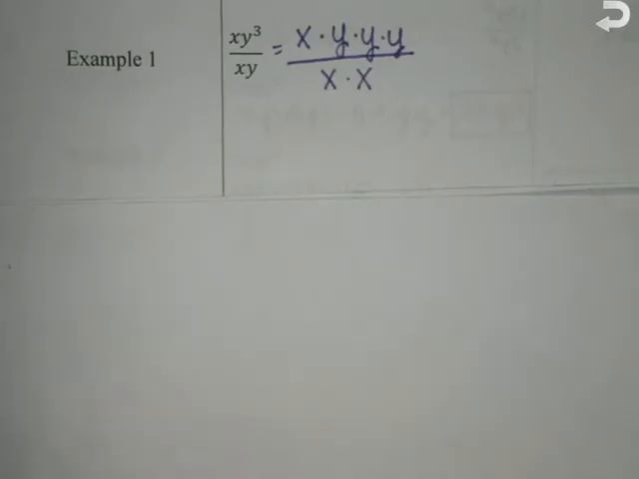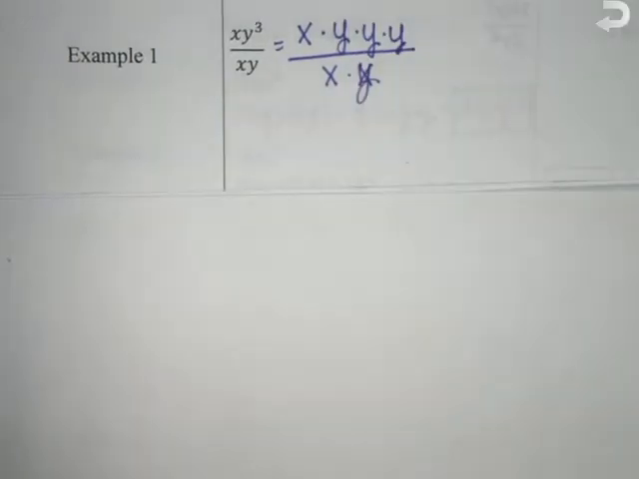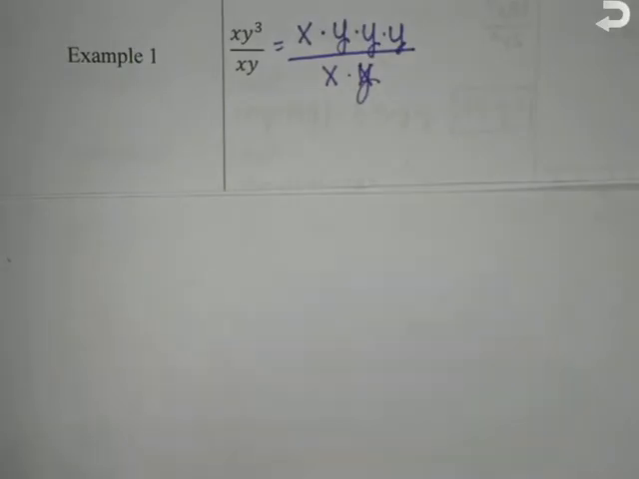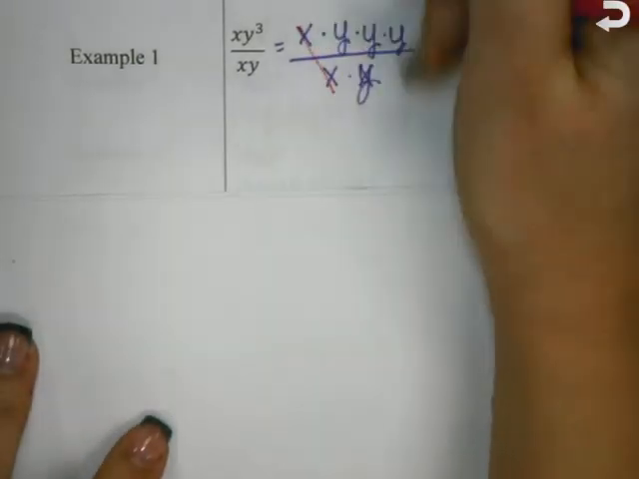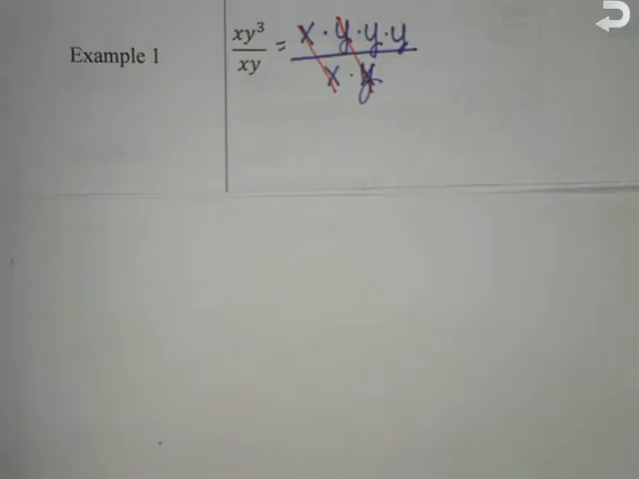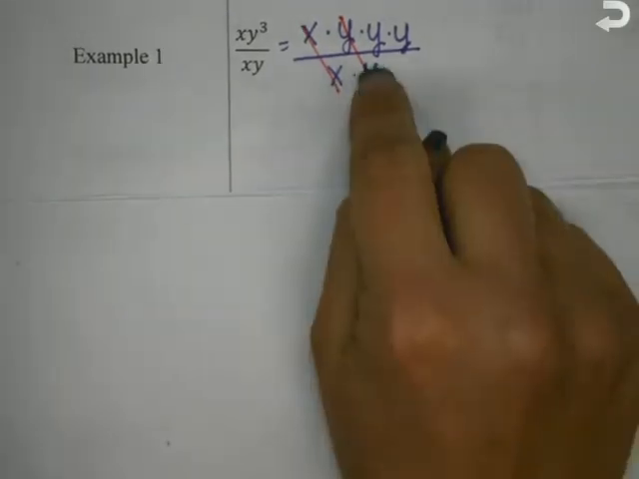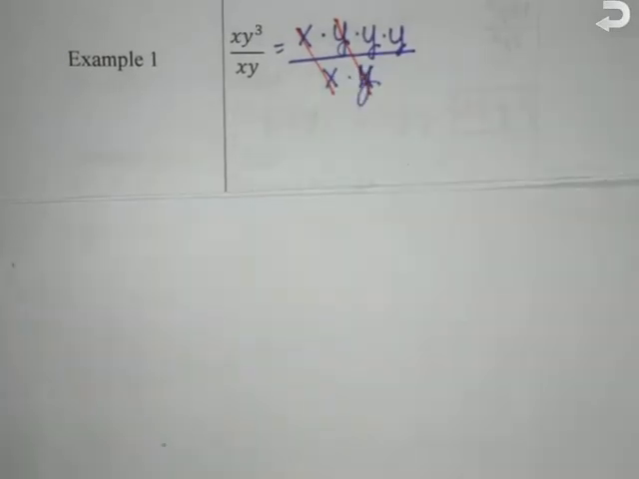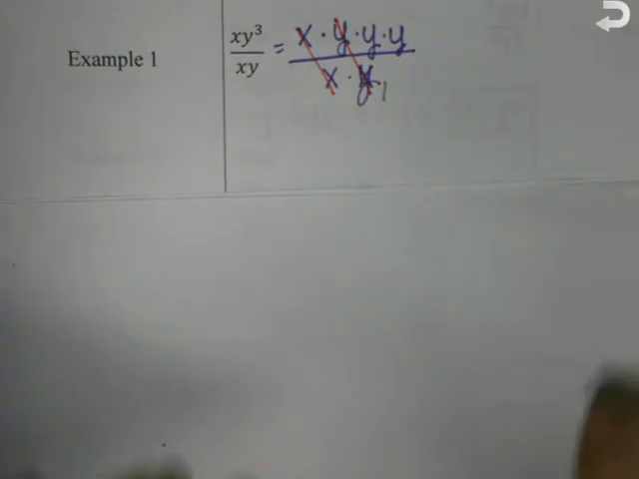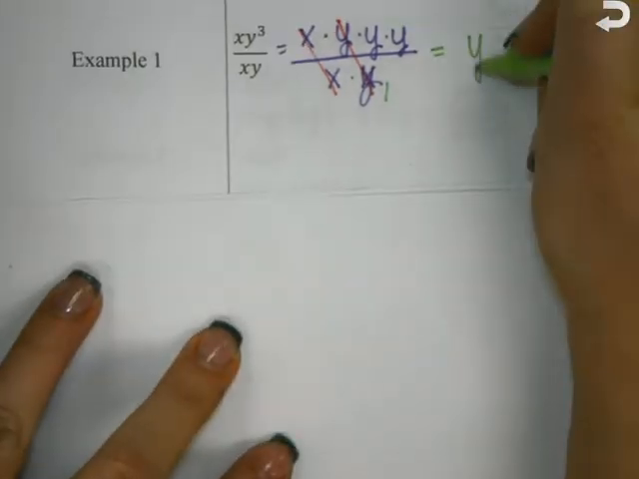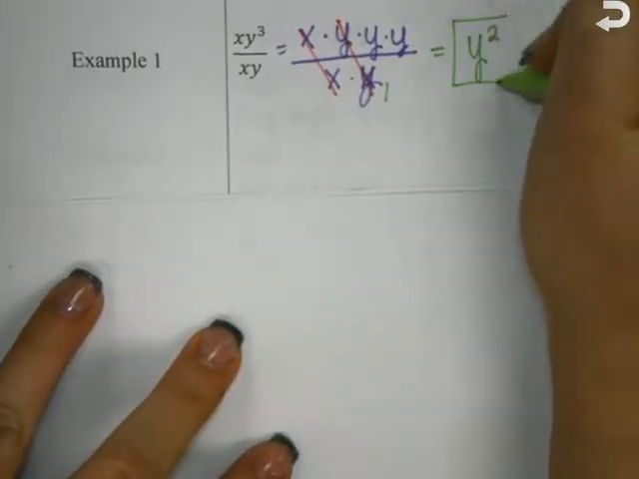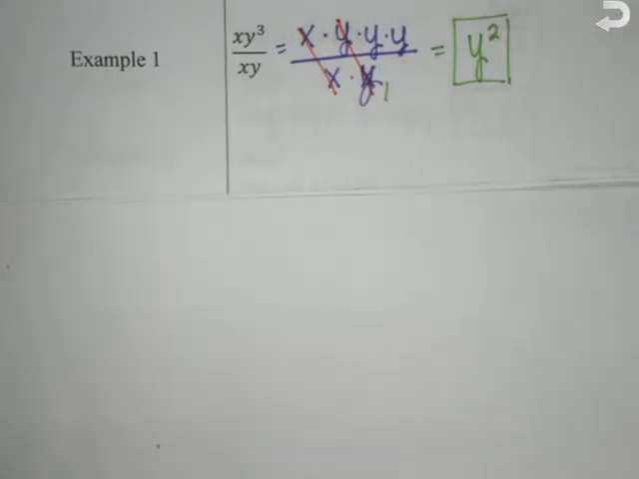Does anybody see any terms that I can cancel? An x and a y. Okay, so we cancel those. If I have nothing left on the bottom, what's actually there? A 1. Do I have to write it though? No. So what is my answer for this one? y squared. Very nice, guys.